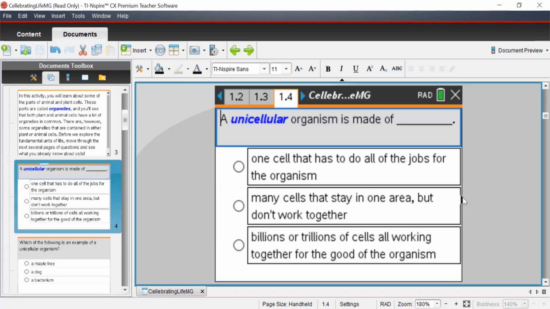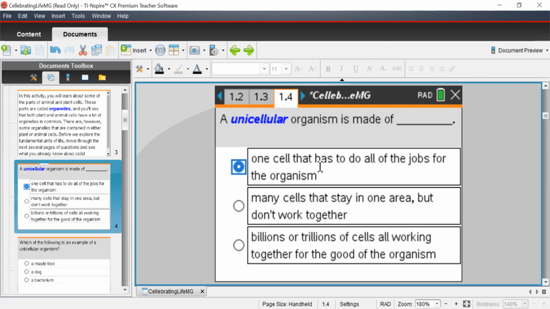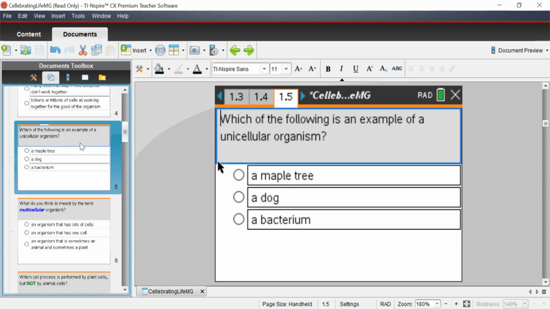Just a couple of questions to start us off. A unicellular organism is made of, is it A, one cell that has to do all of the jobs for the organism, many cells that stay in one area but don't work together, or billions or trillions of cells all working together for the good of the organism? So uni may have clued you in there that we're really just talking about one cell that pretty much does all the jobs for the organism. These can be things like bacteria. Bacteria are pretty common unicellular organisms. In fact, you probably have some bacteria in your gut. Hopefully you do, because that helps you do digestion and a bunch of other things.